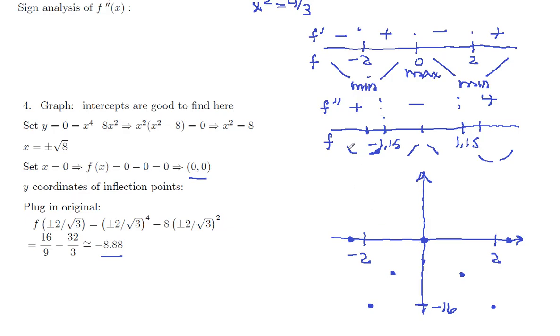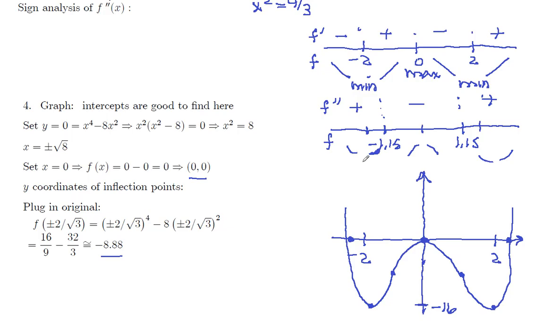And then we just connect things up here. This will be decreasing concave up. So that's this portion of the graph. And then we're increasing concave up here. Then we change to increasing concave down like this. Decreasing concave down like that, decreasing concave up here, and increasing concave up here. And we get that W shape.